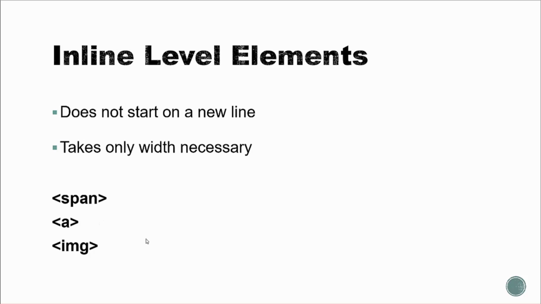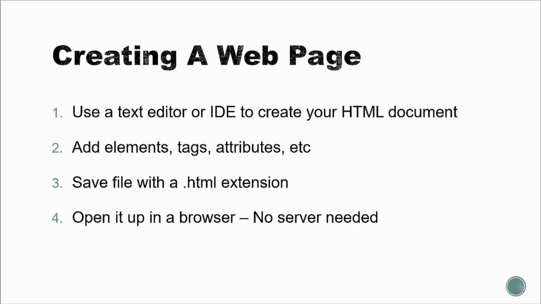And then we have inline level elements, which do not start on a new line, and they take only the width necessary for the element. So span, A tags, images, these will all stay on the same line. All right, so we can put two spans next to each other, and in the browser they'll display right next to each other on the same line. If they were divs or another block level element, they'd be on separate lines.